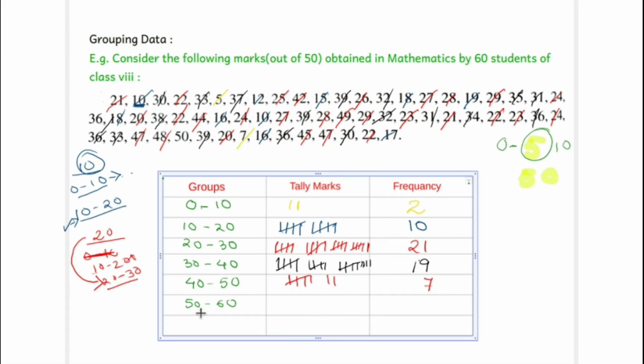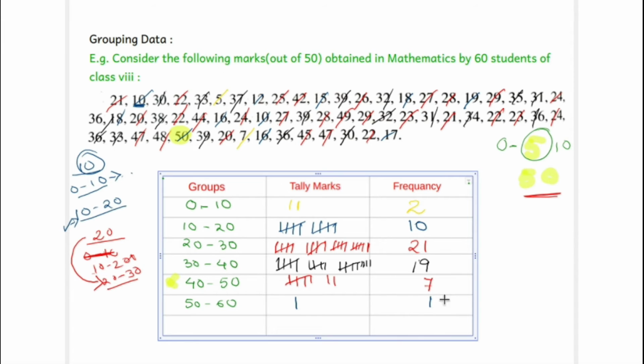Now, our highest number is 50, but we have taken one more extra class, that is 50 to 60, because we have to represent this number 50. Now see, 50 will not belong to the group 40 to 50, so we have to represent this particular number in a group. That's why we have taken 50 to 60, and now we will mark it here. One number only we are left with, and here also 1.